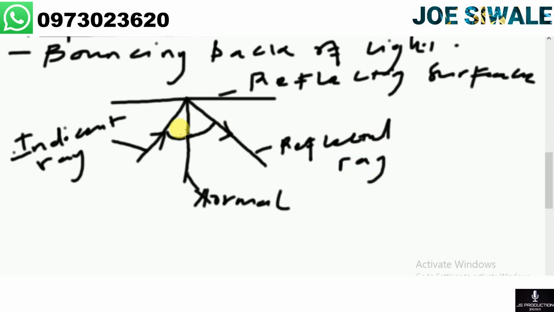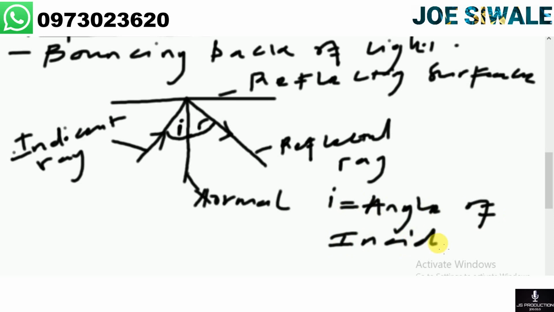Then we have angles here, so I can represent them by I and R. Here I stands for angle of incidence. Then the R is referred to as the angle of refraction.